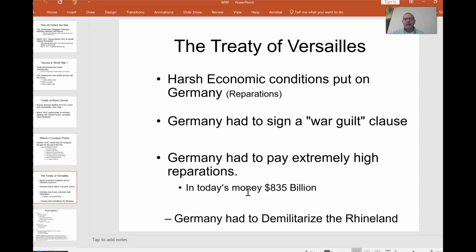But the Germans are really badly punished. They are forced to pay huge economic reparations. They are forced to sign a war guilt clause. They are forced to demilitarize land that they had previously held. It's really, really a very, very harsh treaty. And what will happen here is these will be the things that will ultimately lead to the beginnings of World War II 20 years later.